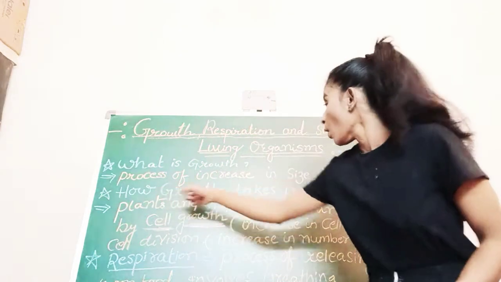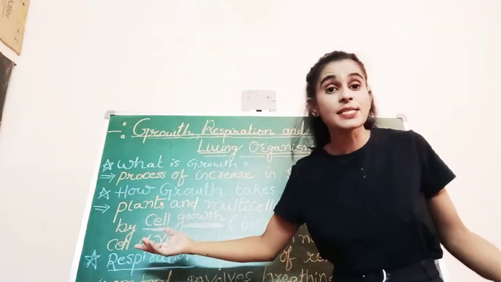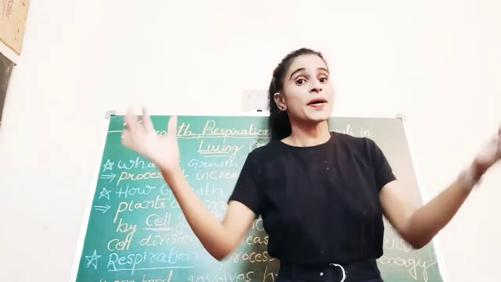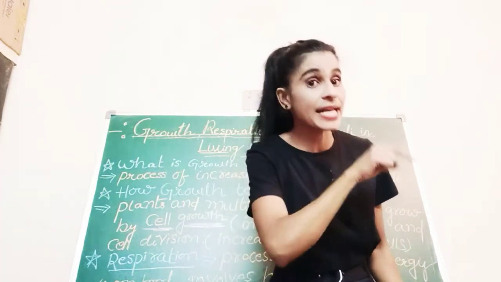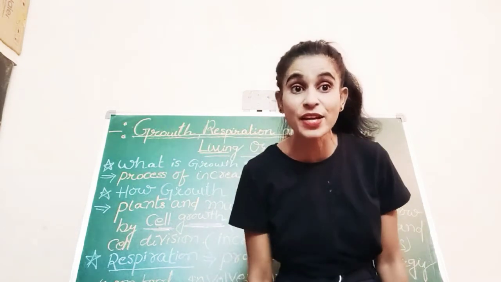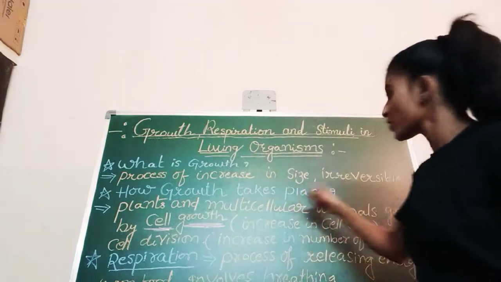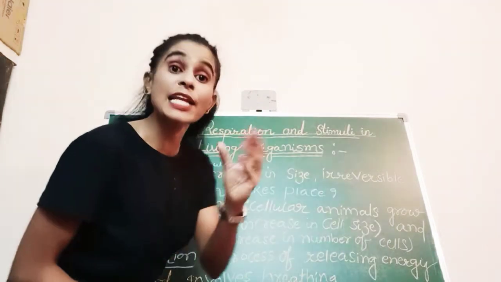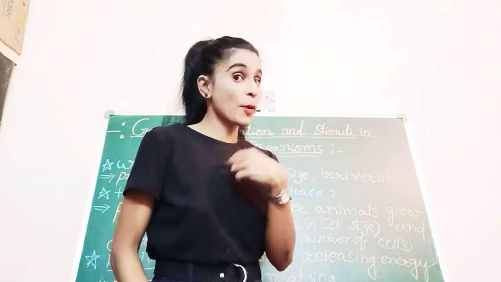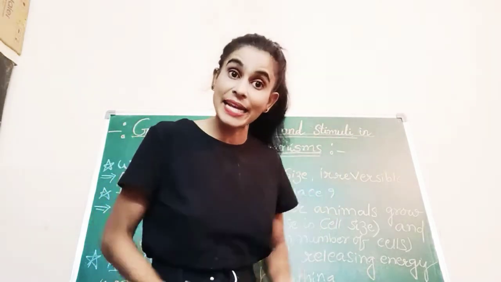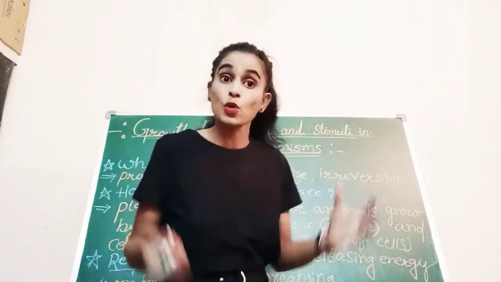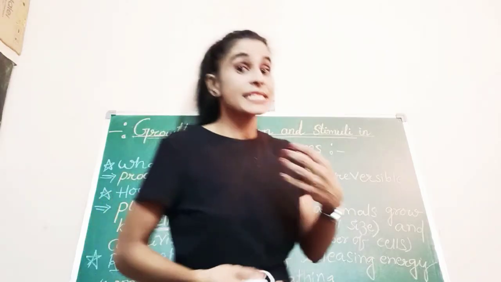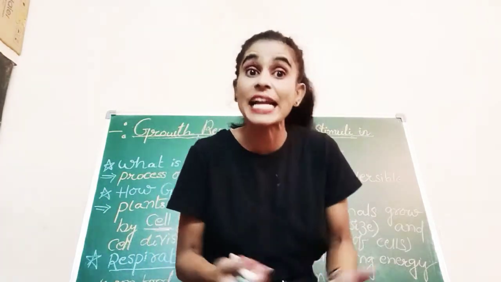So how does growth take place? Plants and animals are called multicellular organisms because inside our body there are a number of cells, and these cells help us to grow in size, children. So how does growth take place? Plants and multicellular animals grow by cell growth. I told you, inside our body cells are there. Cells will grow in size, which means an increase in the size of the cell. Cells will grow in size and cells will increase in number by cell division.